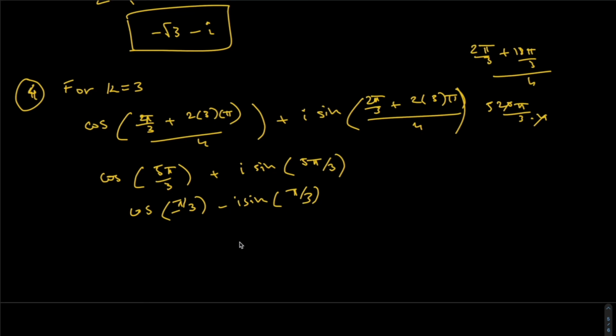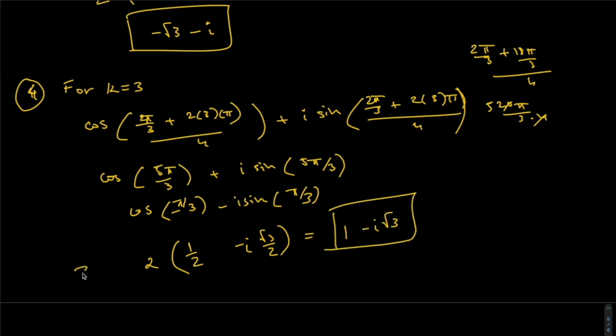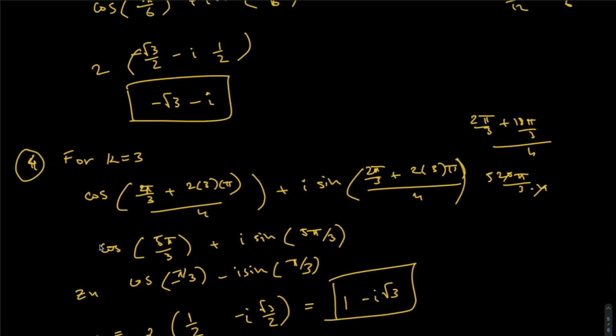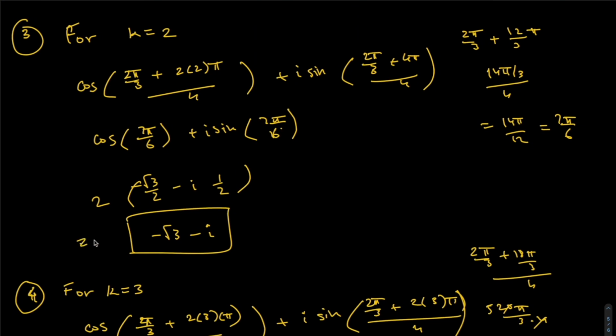So sine pi by 3 is obviously square root of 3 by 2. Cosine of minus theta is cosine of theta, so I can just write half. Again, multiplied by 2, and I'm going to have 1 minus I root 3. Right? This is my Z4. Now I'll write it here as well, since I didn't. Z3.